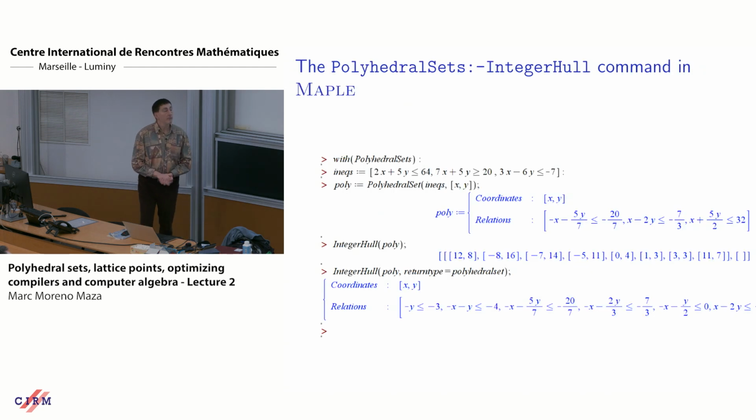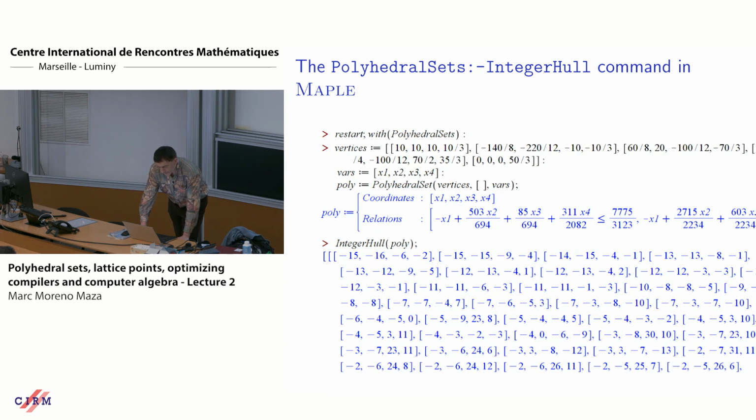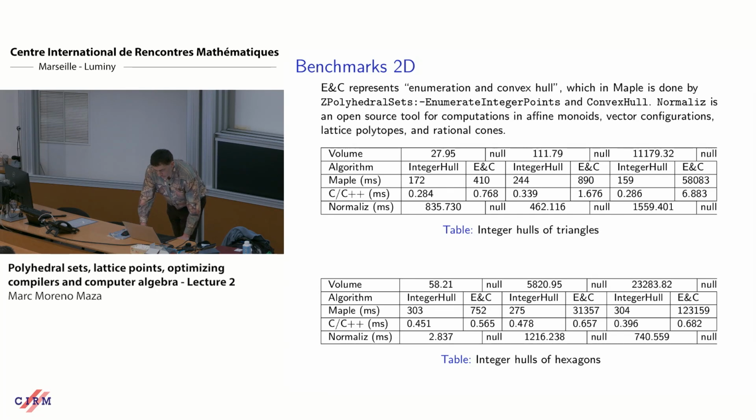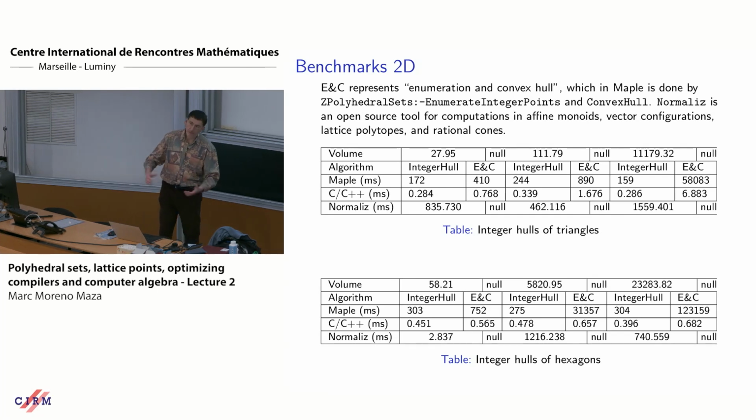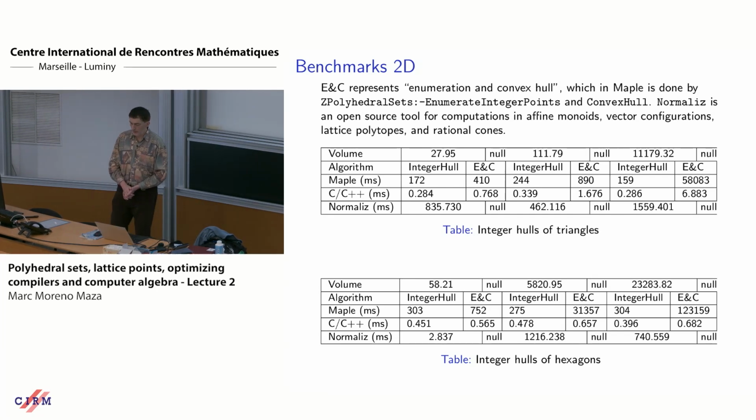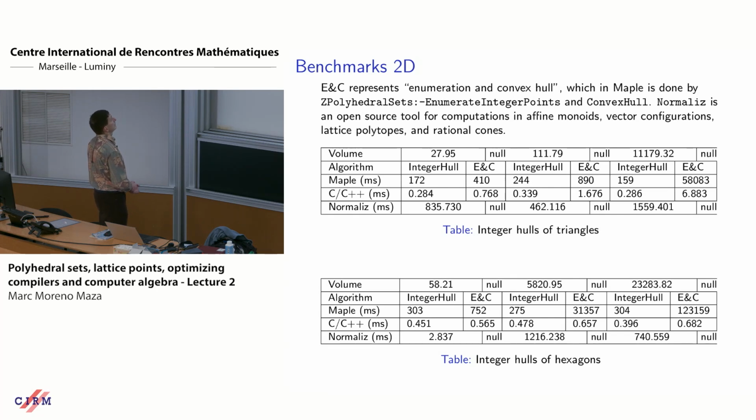Okay, I won't say much more about the algorithm. Here are some examples in Maple, as the IntegerHull command of the PolyhedralSets package. We did two implementations, one in Maple and also one in C as part of the BPAS library.